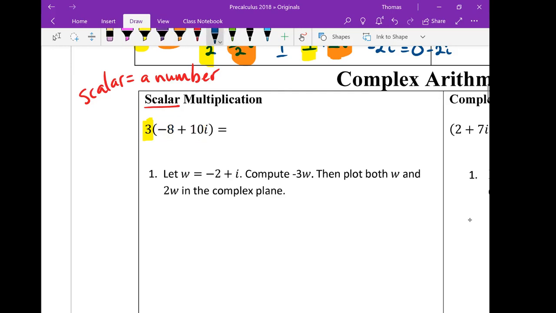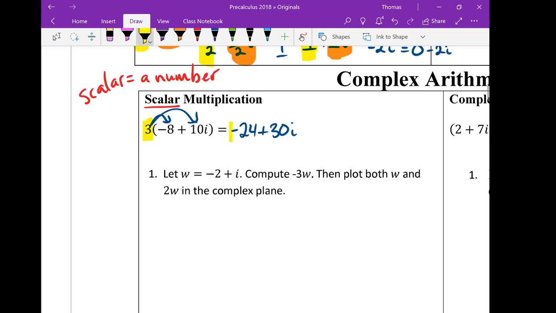It has both a real and imaginary part, but we're multiplying that whole number by one single scalar or real number. So if I multiply this, we're just going to have to distribute it. We need to multiply both the real part and the imaginary part by 3. So let me simplify that. 3 times negative 8 is negative 24, I believe. And 3 times positive 10i is positive 30i.